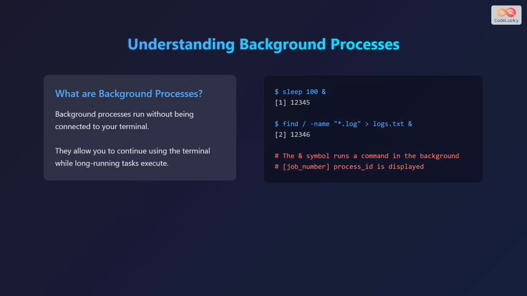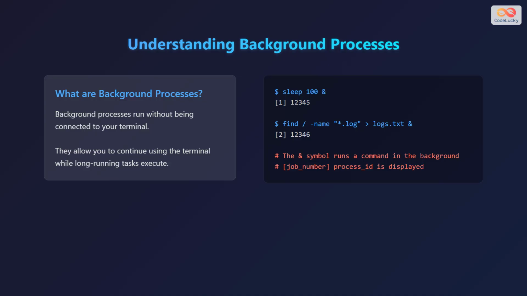Let's start by understanding background processes. Background processes are those that run without being directly connected to your terminal. What this means is that you can start a task, and it will continue to run even as you use the terminal for other things. This is especially useful for long-running tasks, because it allows you to continue using the terminal while those tasks execute.